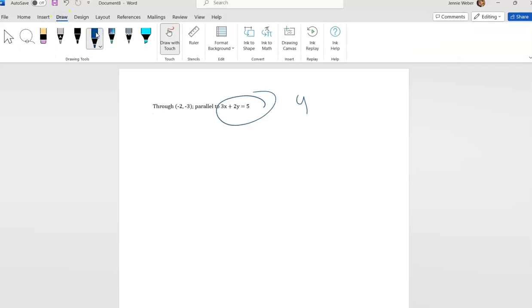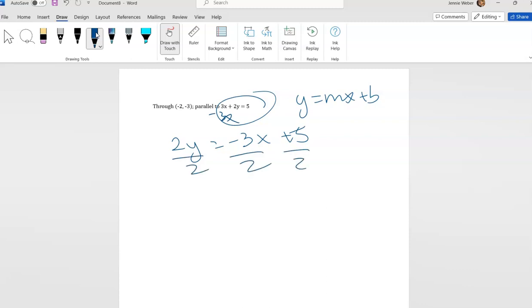I'm going to rewrite this into y equals mx plus b so I can pull the slope. So I get 2y equals -3x plus 5. I just subtracted 3x from both sides to move it next door. And then I'm going to divide everything by 2, and I'm going to get y equals -3/2 x plus 5/2. Now, I care nothing about this formula. All I care about is this right here. This is the slope of my line. So I now have my slope, okay?